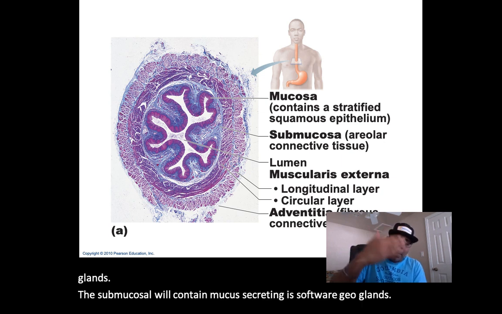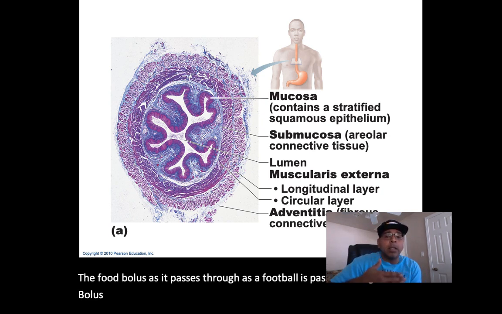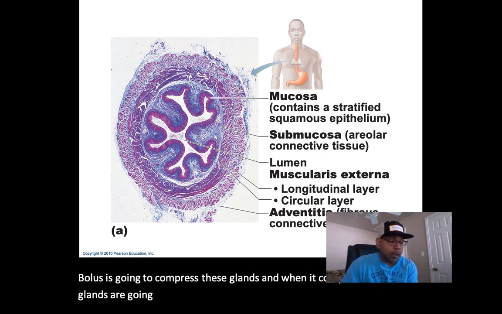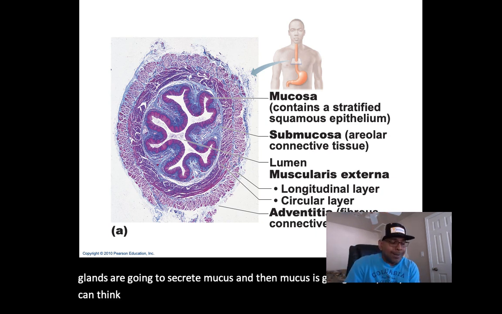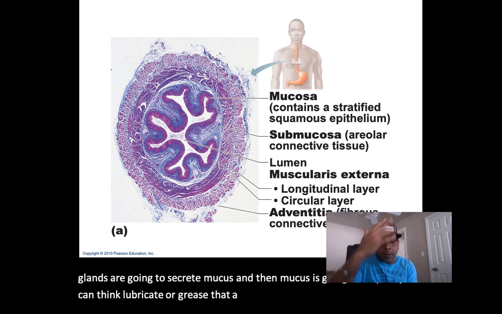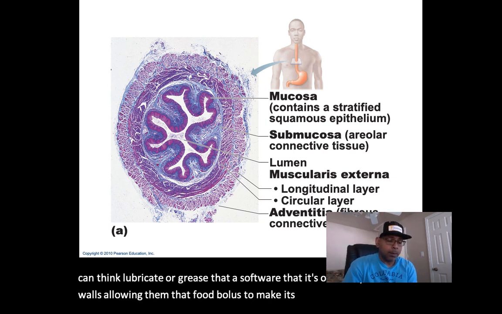As the food bolus passes through, the food bolus is going to compress these glands. And when it compresses these glands, they are going to secrete mucus. And that mucus is going to help to lubricate or grease the esophageal walls, allowing that food bolus to make its way down.